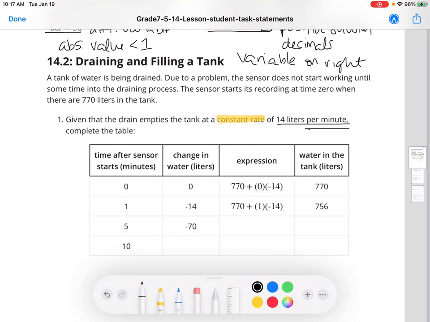So 5 minutes after the sensor starts, we have a change in water of negative 70 liters, which means the water went down 70 liters. So we know our expression. We started out with 770 liters, and then we have 5 minutes at 14 liters per minute. So that would be 5 times negative 14, which is negative 70. So 770 plus negative 70 means I currently have 700 liters in my tank.